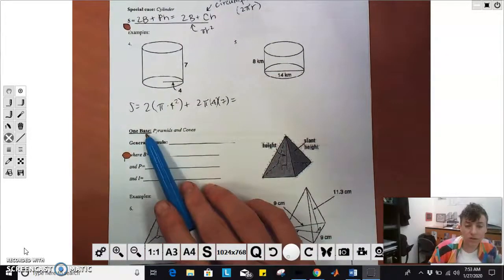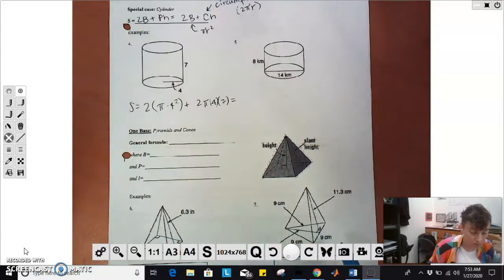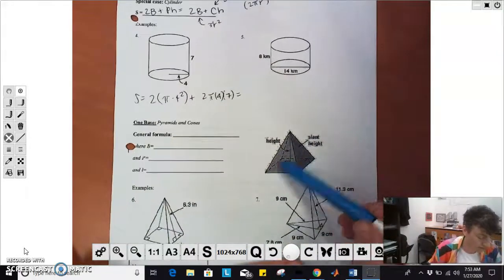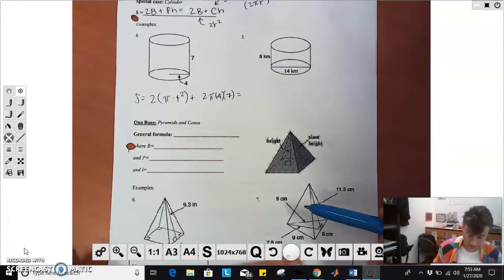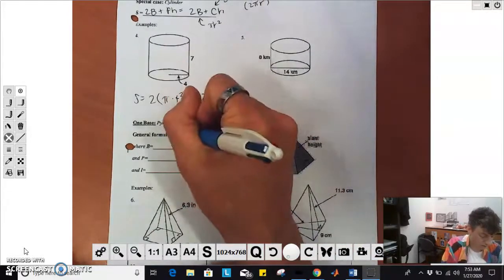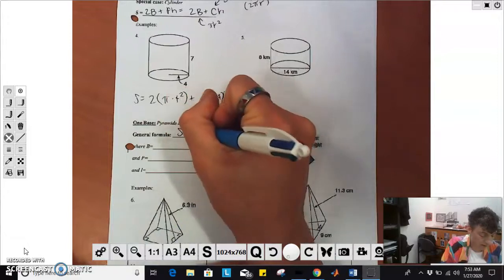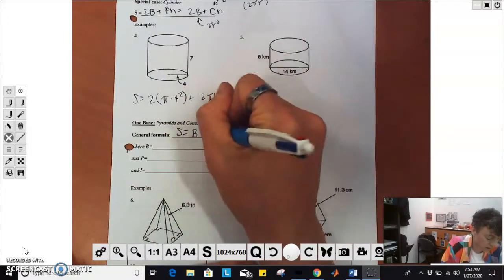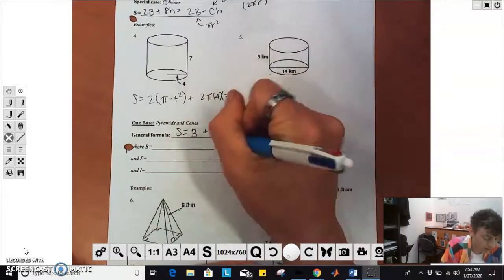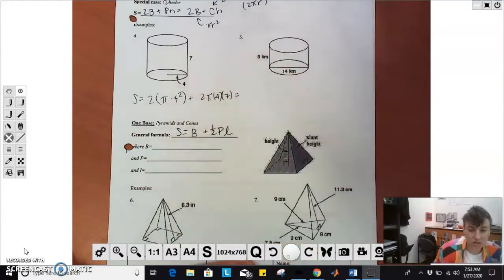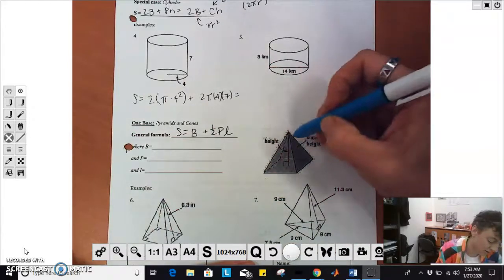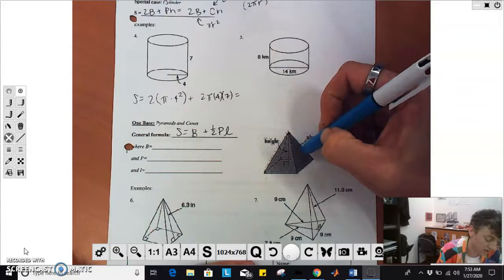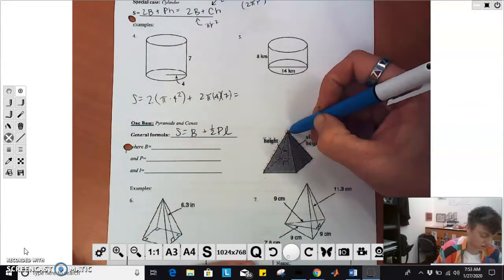Okay, if we have only one base, we don't have a prism anymore, we have a pyramid. So our pyramid has a different formula. Our surface area is going to be, again, the area of the base plus 1/2 the perimeter of the base times L, which is our slant height. Slant height is the length of this segment here that goes along one of the faces.